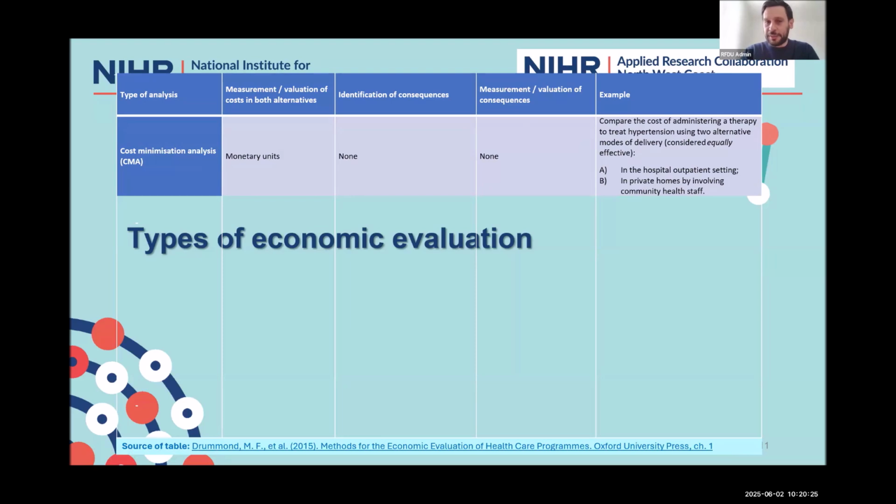The interventions in particular were A, delivery in the hospital outpatient setting, or B, delivery in private homes by involving community health staff. Now, this very strong assumption about the equal effectiveness of these two interventions is unlikely to be realistic. So cost minimization analysis is very uncommon because it relies on this strong assumption that the interventions are going to be equally effective, and that might not be the case in the real world.